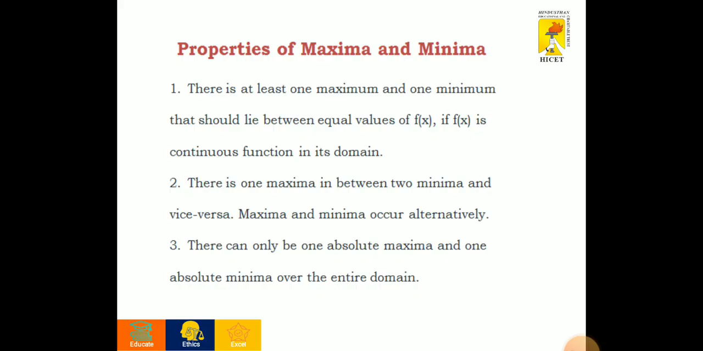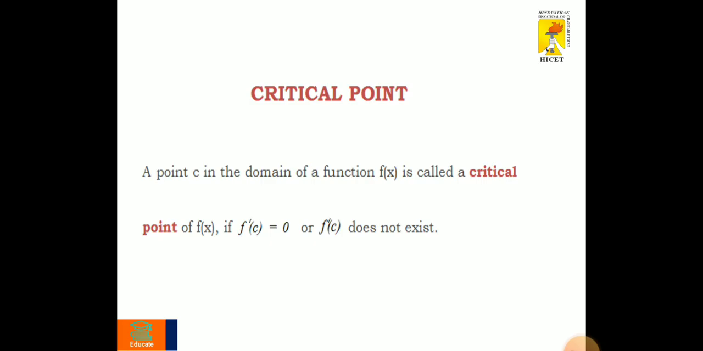Next is properties of maxima and minima. First, there is at least one maximum and one minimum that should lie between equal values of f of x, if f of x is a continuous function in its domain. There is one maxima in between two minima and vice versa. Maxima and minima occur alternatively. Last one, there can only be one absolute maxima and one absolute minima over the entire domain.